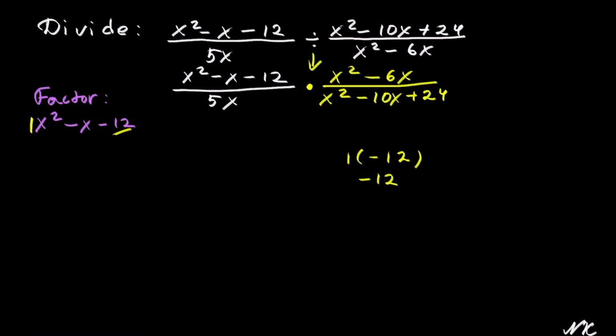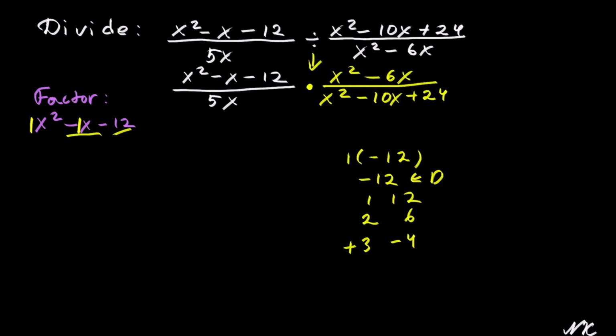Now we list all of the factor pairs of 12. We have 1 and 12, 2 and 6, 3 and 4. And that's it. Since the product is negative, we are looking for a difference, and we need the difference to be negative 1. 3 and 4 gives us a difference of 1. We need it to be negative 1, so we need more negatives. So let's make 4 negative and 3 positive. Positive 3 times negative 4, we get negative 12. Positive 3 minus 4, we get a difference of negative 1.